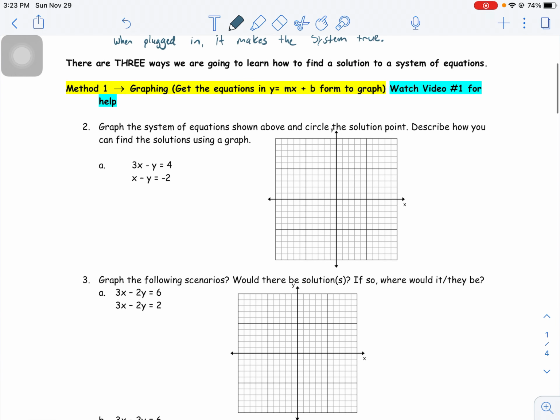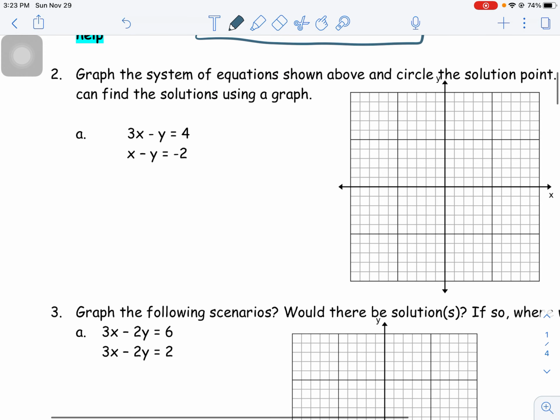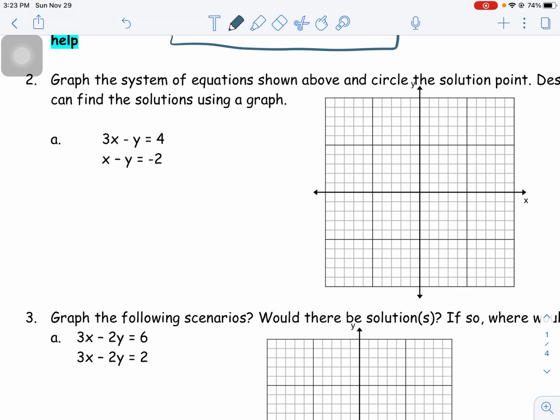The first method is graphically. It says get the equations into y equals mx plus b form to graph. You can do that, or if you remember your intercept form, or graphing using the intercepts, you could also do that. I prefer getting my equations into slope-intercept form, so that's what I'm going to do. So this first one, I'm going to subtract 3x from both sides. You get negative y is equal to negative 3x plus 4. And then I'm going to divide everything by negative 1. That gives us y is equal to 3x minus 4.